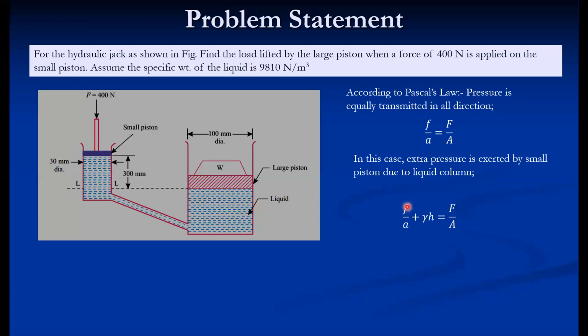Here the small f is given, that is 400 Newton. The area we can calculate because the diameter is given, 300 mm for one piston and 100 mm for the other. The large force is what we have to calculate. By putting in the values, we get 446 Newton. So you can see that with the application of only 400 Newton, almost 10 times the force is generated. This is the beauty of Pascal's law.